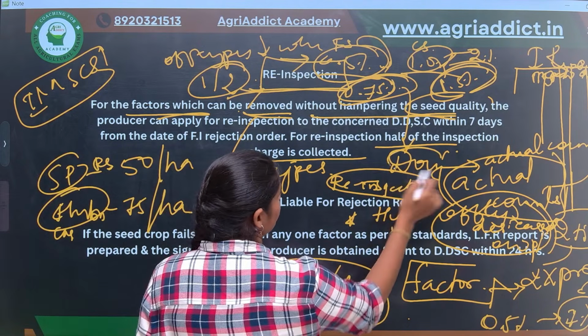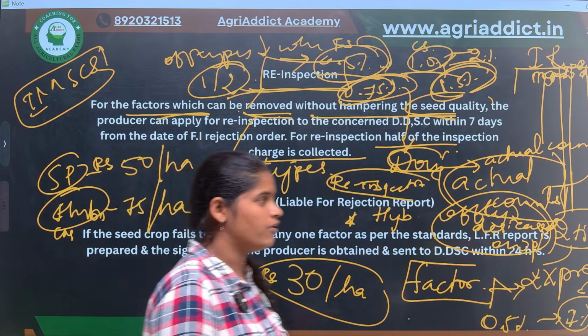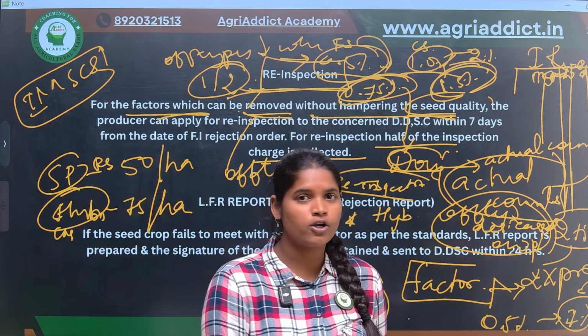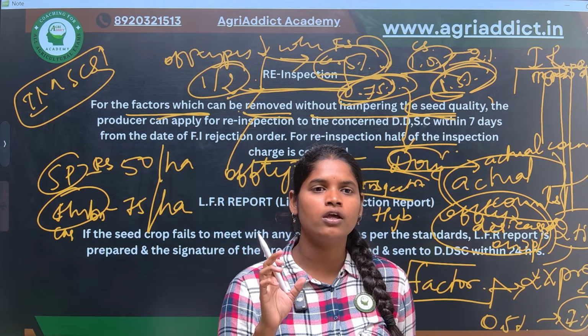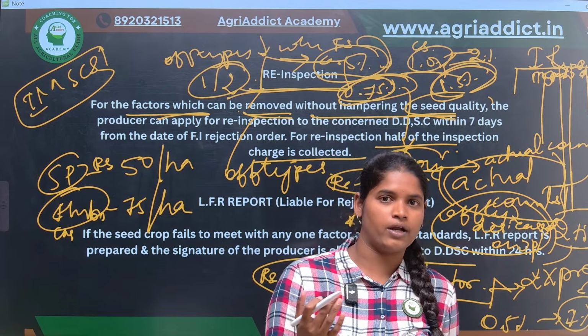In the same way, when we go for re-inspection, when we take the count again, that is called double count, and in the report you have to mention the double count only. Then only they'll come to know it is re-inspected.